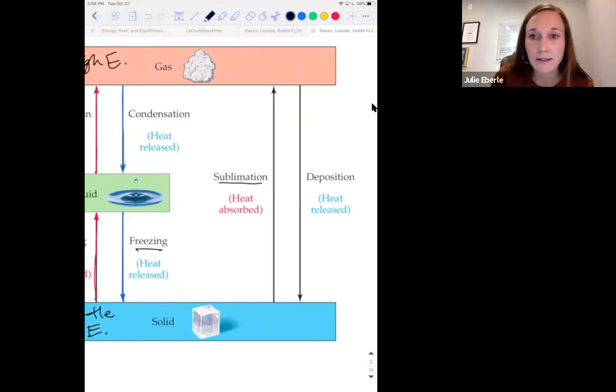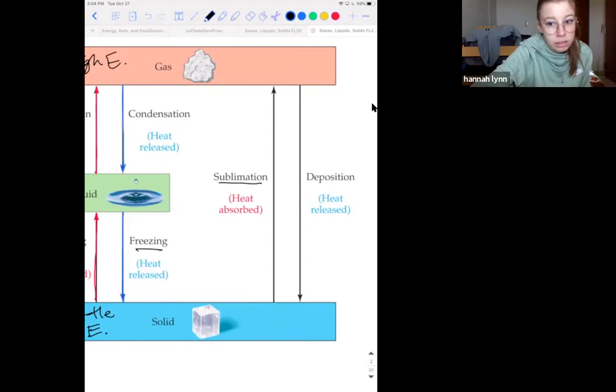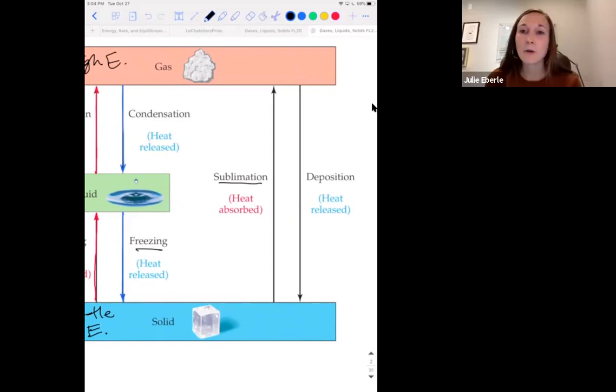Can anybody think of an example of a substance that sublimates, goes straight from a solid to a gas? It doesn't melt. There's one substance, it's kind of common. Once I say it, you're probably familiar with it. Is that gas? Like gasoline? Gasoline, like what you'd pump into your vehicle? That's a liquid.